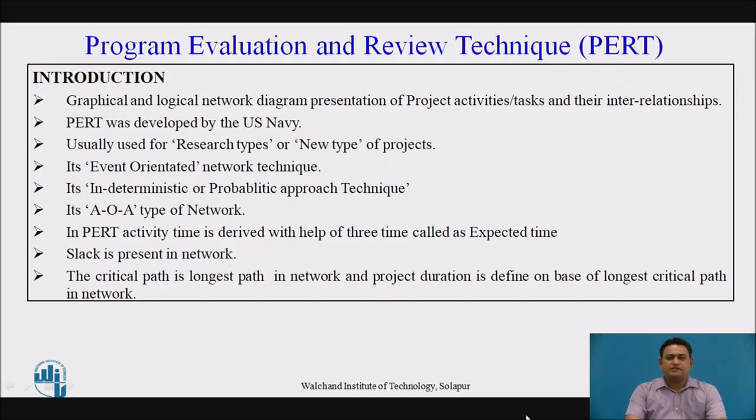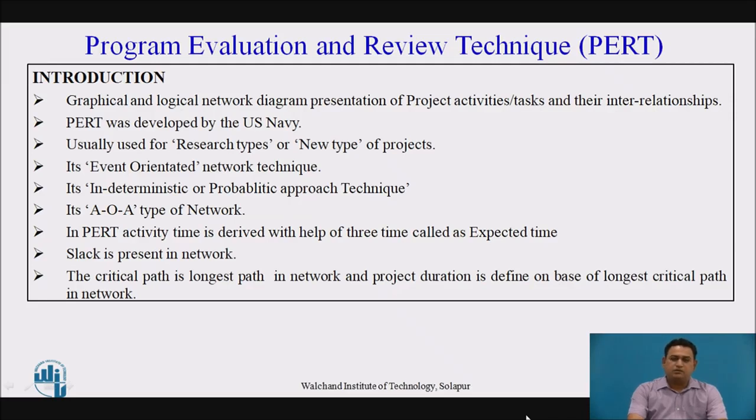It is represented by the AOA type of network, and in PERT we usually see the 3 times, which we use for finding out the expected time finally. Here in PERT there is a slack, and with the help of slack we define whether a particular event is a critical one or a non-critical one. With the help of this we define the critical path, and with the help of the critical path we define the project duration of the particular project.